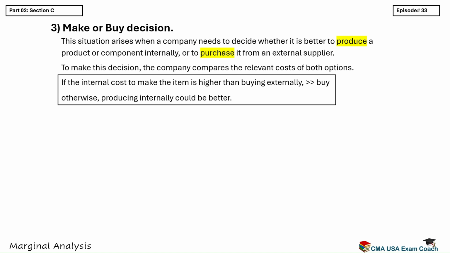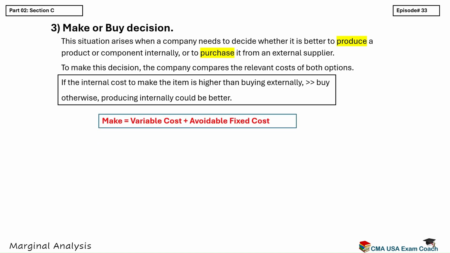When we break down the costs for the make or buy decision, we can express them with simple formulas. The cost to make the item internally equals the sum of two parts: variable cost plus avoidable fixed cost. The variable cost includes expenses like raw materials, direct labor, and any costs that change with production volume. The avoidable fixed cost means fixed expenses that the company can eliminate if it stops making the product, such as specific factory rent or maintenance costs tied to that production.